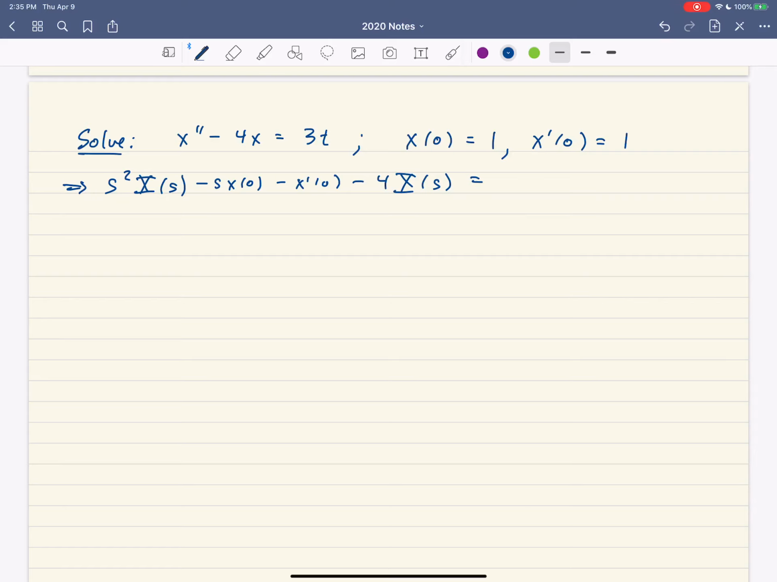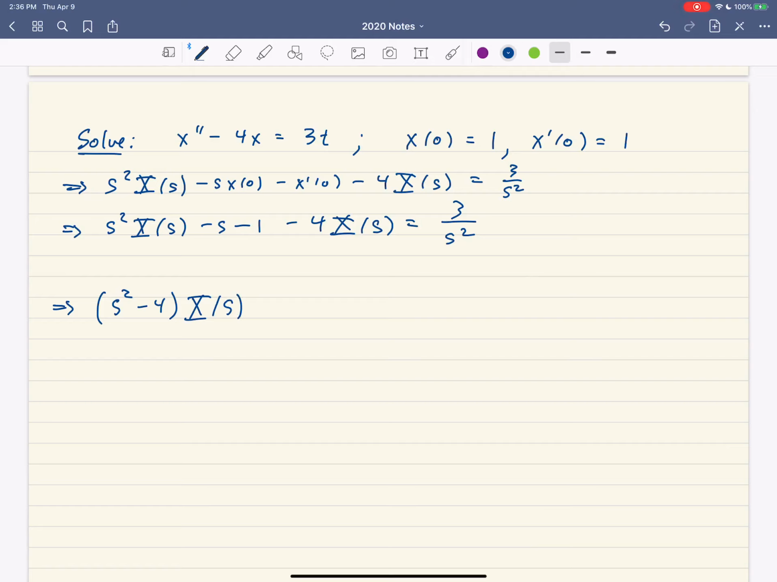So the Laplace transform of t is going to end up being 1 over s squared. So this will be 3 over s squared. And we have that x of 0 is 1 and x prime of 0 is 1. So that tells us that we're going to have s squared times capital X minus s minus 1 minus 4 capital X is going to be equal to 3 over s squared. So that tells us that capital X, if we factor out an s squared minus 4, is going to be equal to s plus 1 plus 3 over s squared.